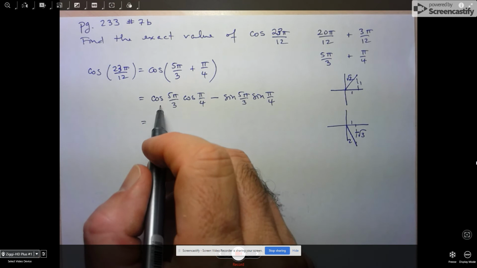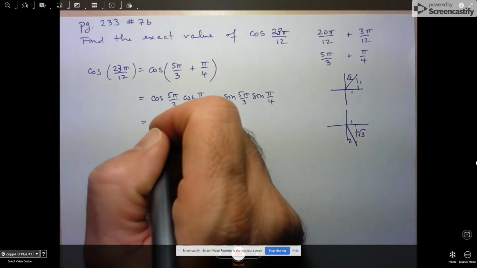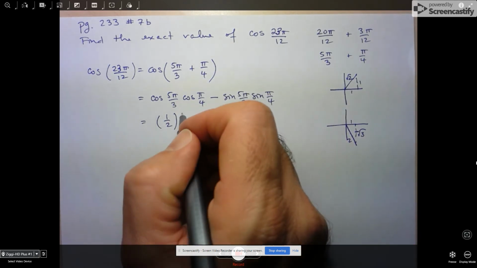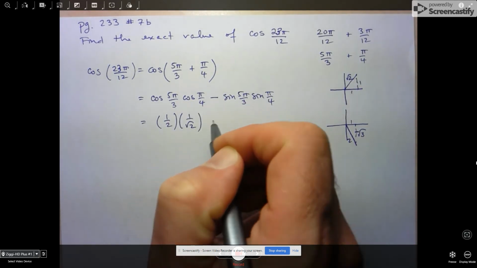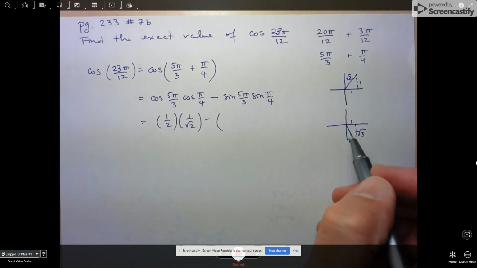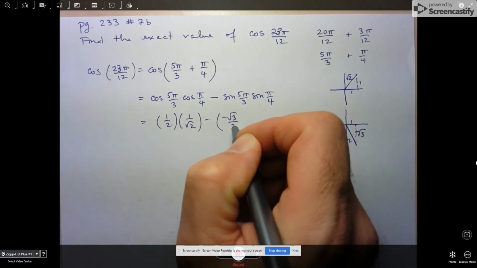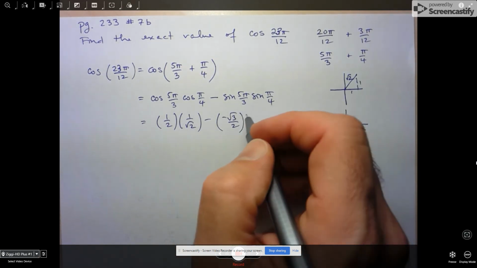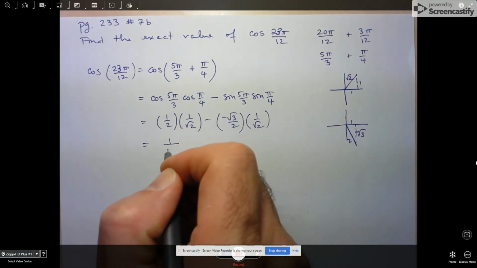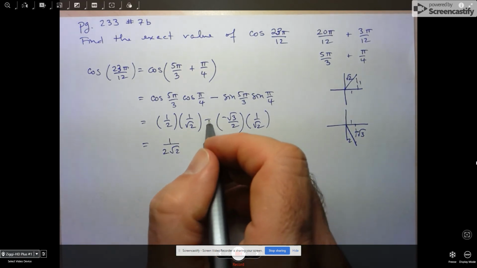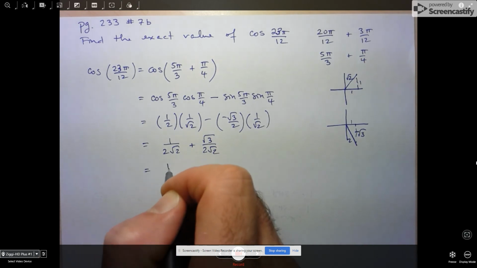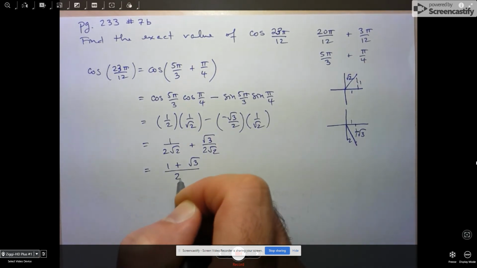Okay, so cos of 5 pi over 3, that's just 1 over 2. Cosine of pi over 4 is just 1 over root 2. Minus sine of 5 pi over 3 is going to be negative root 3 over 2. And then sine of pi over 4 is just 1 over root 2. All right, and now let's just simplify this. So that's going to be 1 over 2 root 2. This is going to end up being plus root 3 over 2 root 2. So my answer is 1 plus root 3 over 2 root 2.